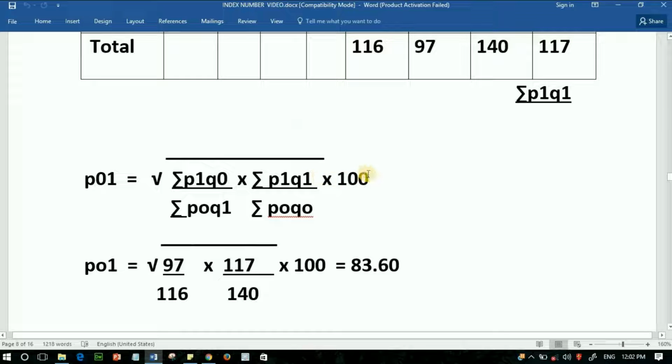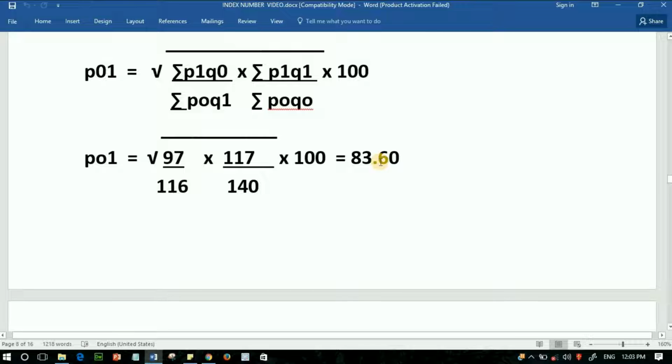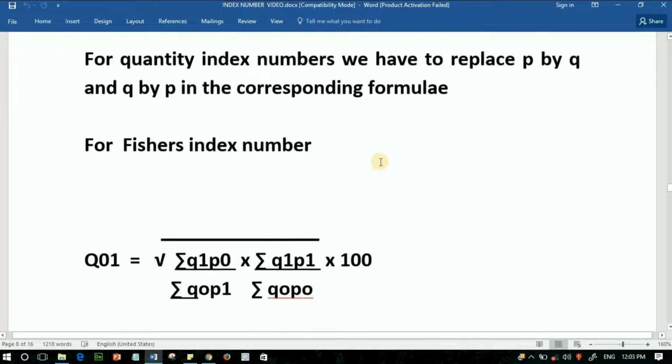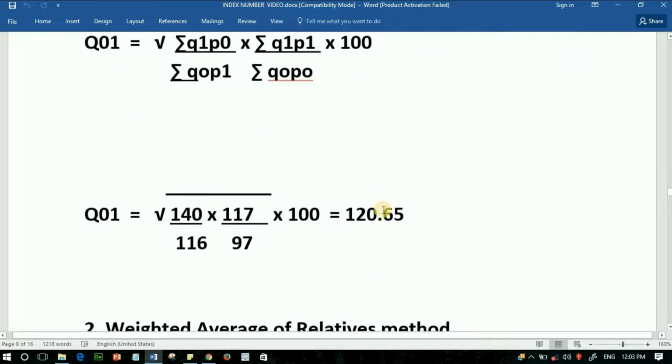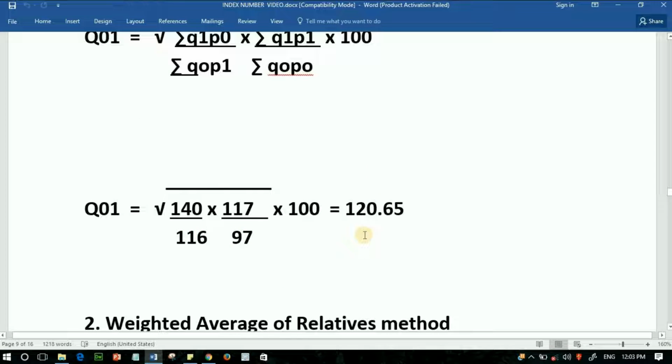Then the question is again asking for the quantity index number. So using Fisher's formula, we have to replace P by Q. The formula becomes the square root of Q1: instead of P1, you write Q1; instead of Q0, we write P0; instead of P0, we write Q0; instead of Q1, you write P1. Here also, we are interchanging P and Q, multiplying by 100, and simply substituting each value, we will get 122.65.